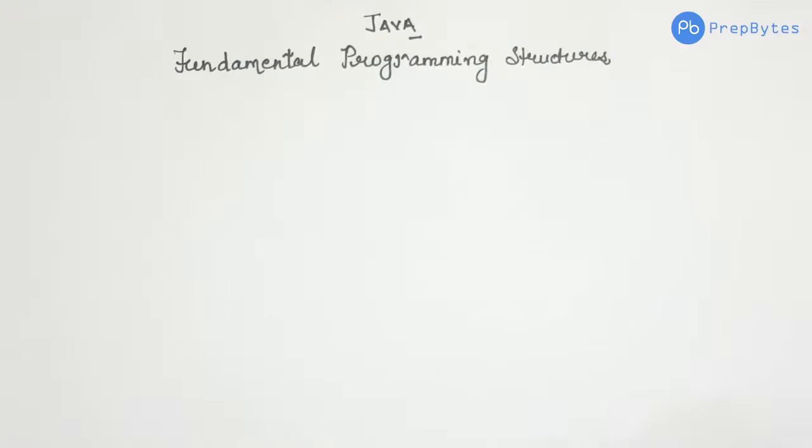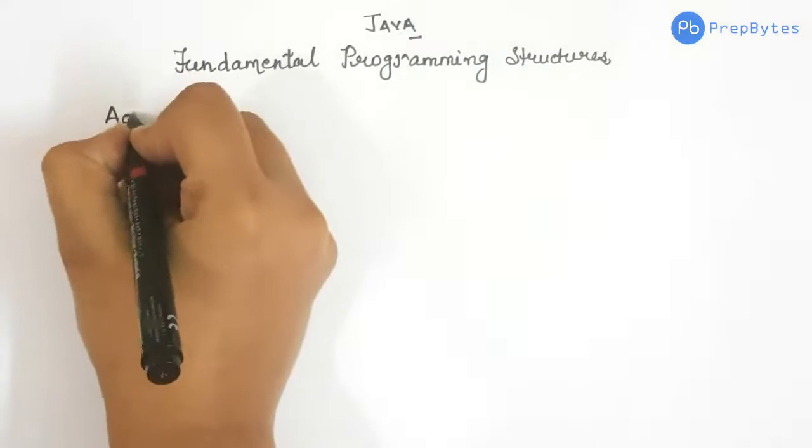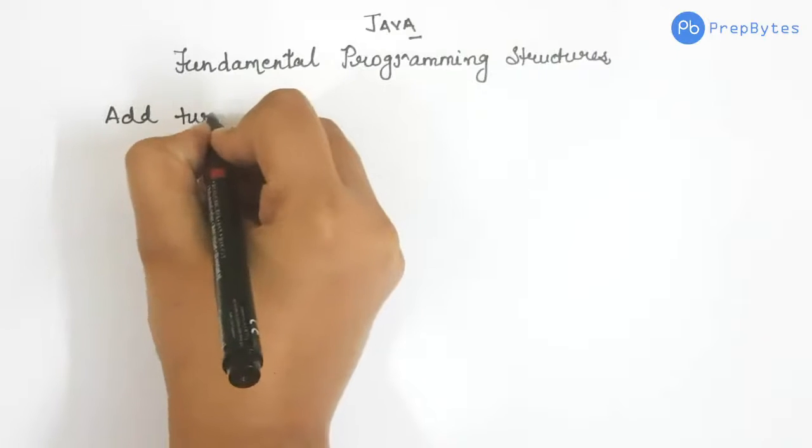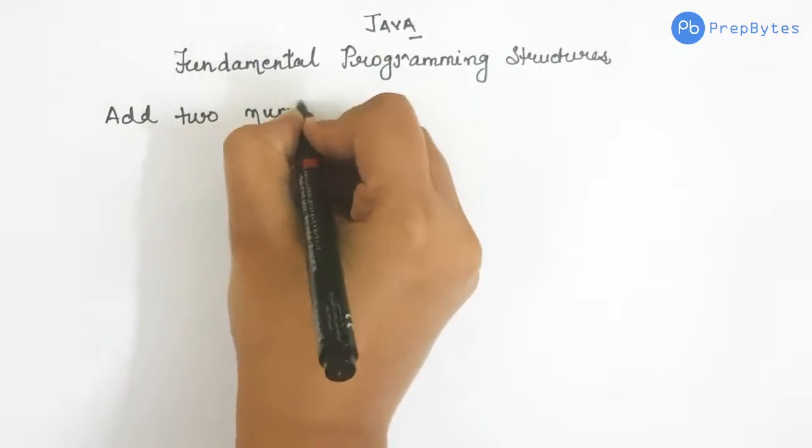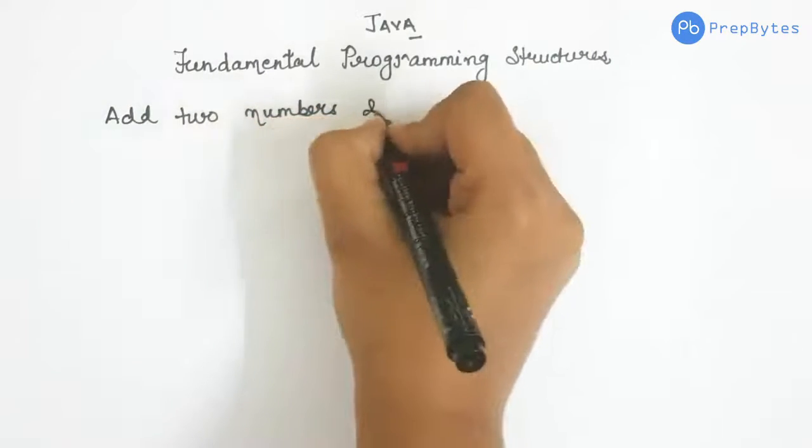And we will see through a program how we approach writing our first Java program. Let's say you are asked to add two numbers and print them. So the problem statement is to add two numbers in Java and print them.